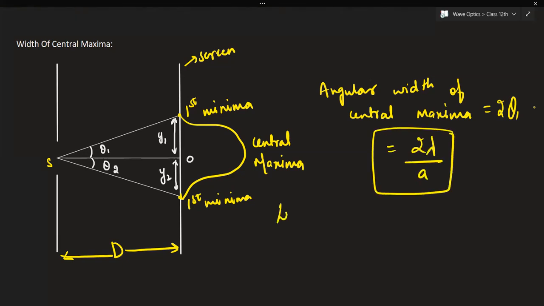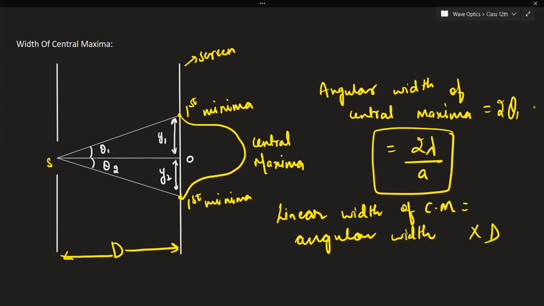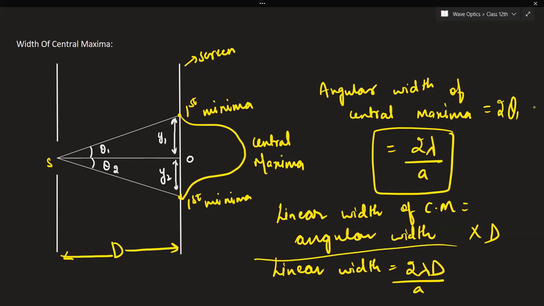So linear width is what? Linear width of central maxima is basically angular width multiplied by the separation. So linear width is equal to 2 lambda capital D by a. This is the formula. This is the linear width, this is the angular width. So basically the width of central maxima is this.